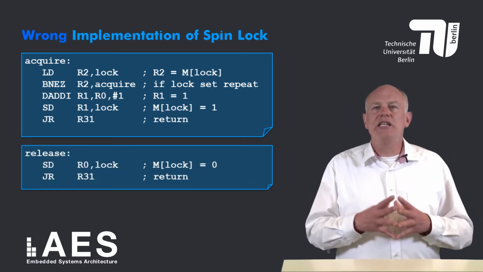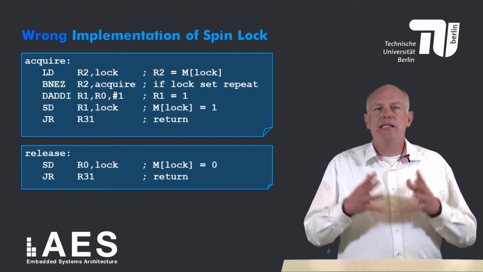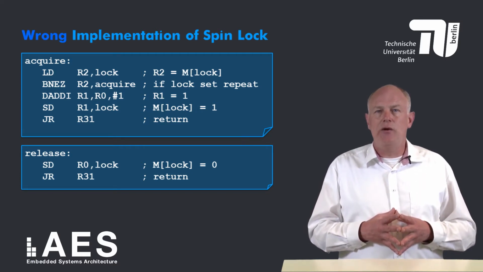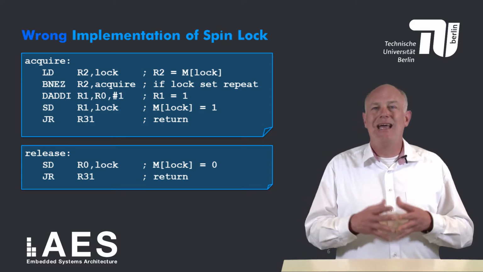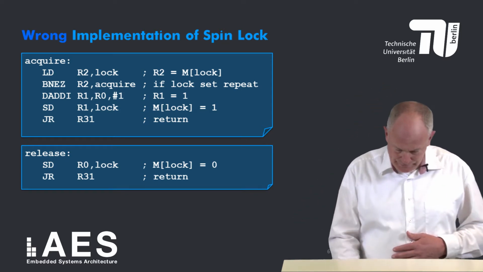The release operation can be implemented like this. Set the value of the lock variable to 0 and return to the caller. In this case, there is no problem, at least in most cases.